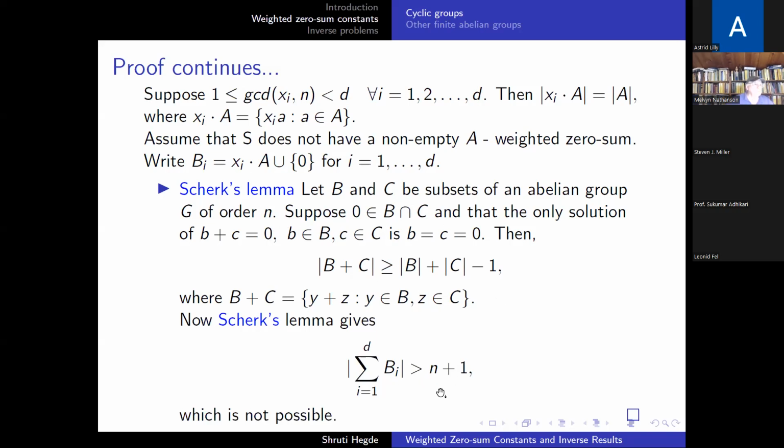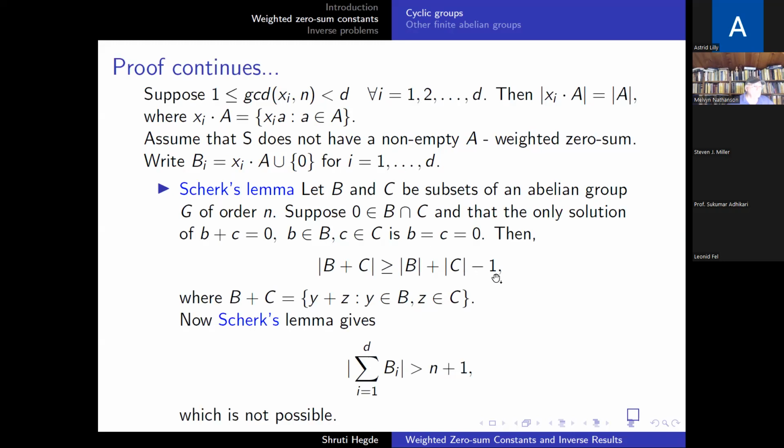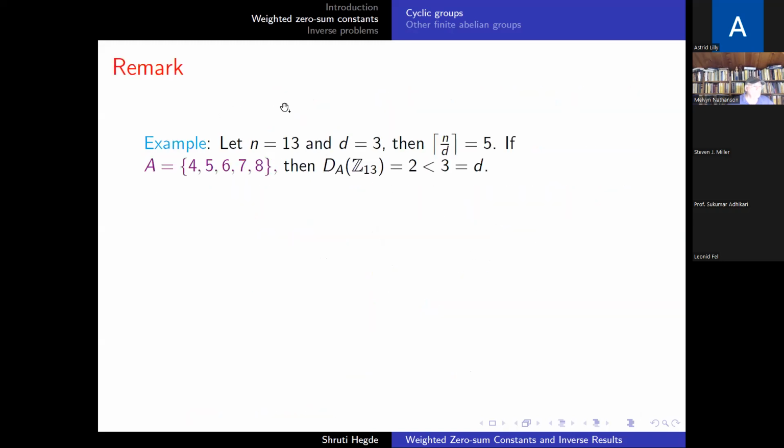This is not possible because this set is a subset of Zn. So this contradiction shows that our assumption is wrong. There must be a non-empty weighted zero sum in the given sequence. So we are through in this case also. So yes, this completes the proof of that theorem. But as we saw in the statement, we could only say that DA(Zn) is less than or equal to d. In general, we may not have equality.